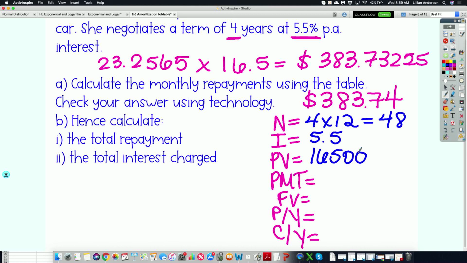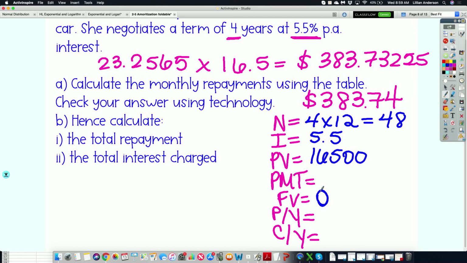FV. What essentially are we trying to get to by the end of this 4 years? Like the loan should be how much by the end of the 4 years? 0. It should be 0. Okay? We're trying to basically pay back everything. So we want to make sure there's a balance of $0.00.